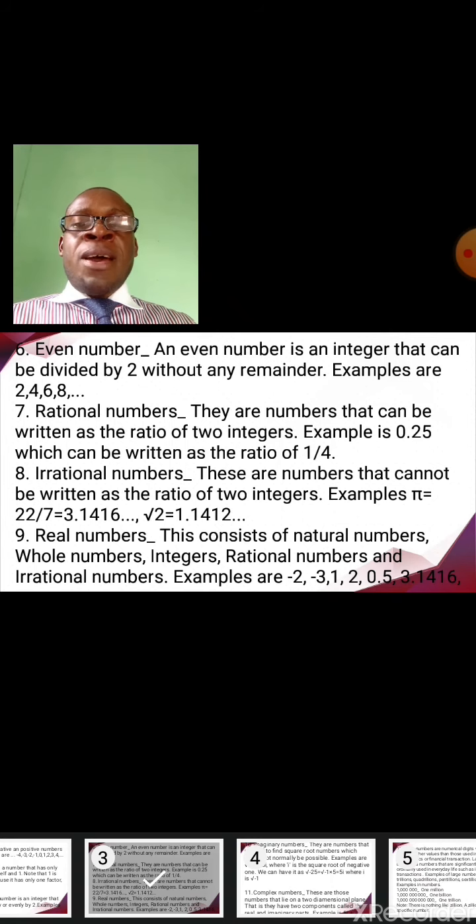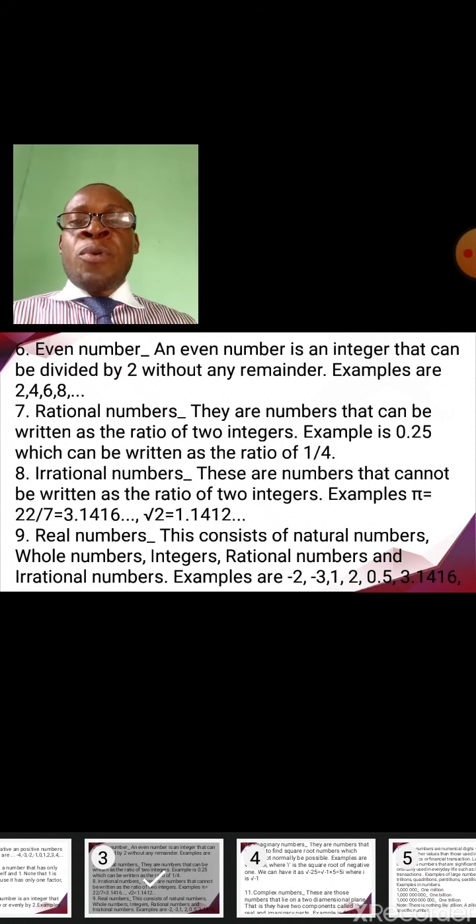The next is number 8, irrational numbers. These are numbers that cannot be written as a ratio of 2 integers. An example is pi, which is approximately 22/7, which is equal to 3.1416 and continues. Simply put, irrational numbers' decimal forms are not specific. They neither recur nor terminate. They continue, but they don't recur. Unlike rational numbers, which even if they are continuous, will be recurring.